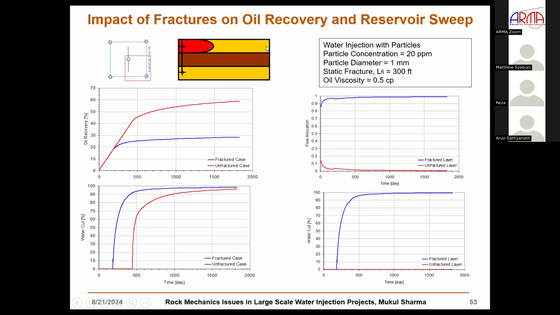Now, thief zones historically have been associated with high permeability zones. Today, when we think about thief zones, we don't think about high permeability zones. We think about low stress zones, because low stress zones are the ones that are going to cause these fractures to propagate. And that's where all the water is going to end up, unless you use ICDs. So if you use an inflow control device, you can prevent this from happening. And that's what most people are doing today as a result of realizing that they have fractures.